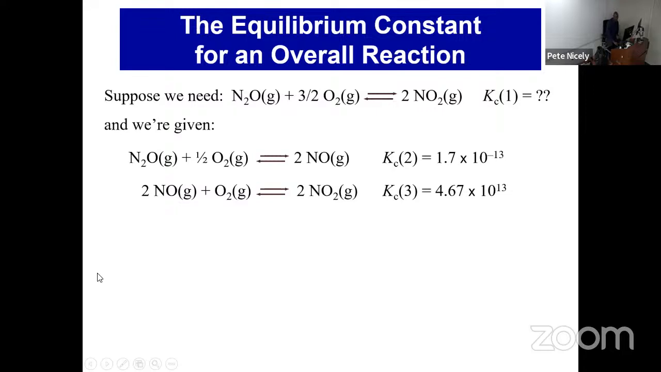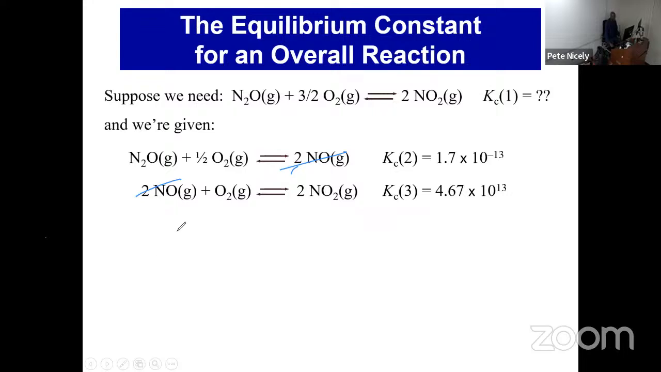So let me turn on the pen here. If you add these 2 equations, and this is something you should remember from your previous chemistry experience, when you add 2 equations, you cancel those items that are identical on both sides, which means the NO here and the NO here cancel out. So what you'll be left with is N2O, plus 1.5 oxygens, which is the same thing as 3/2, to give 2 NO2, which is this right here.